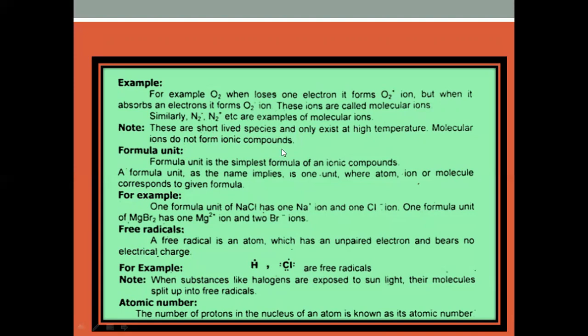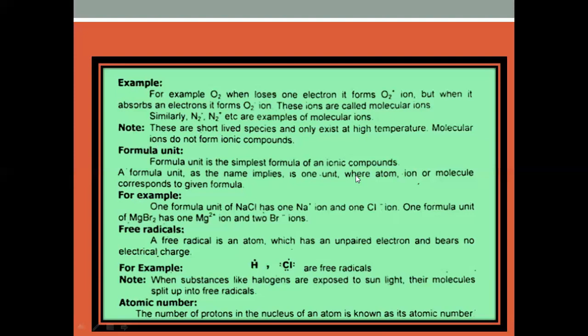Molecular ions do not form ionic compounds. Okay, keep this in your mind. It is very important from an MCQ point of view that molecular ions do not form ionic compounds; only the atomic ions form ionic compounds. Short-lived means they form, but they are highly reactive, so they convert into stable compounds. Formula unit is the simplest formula of an ionic compound.